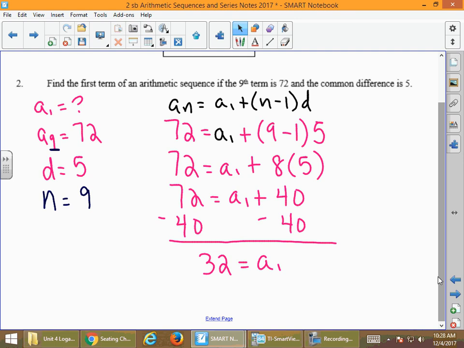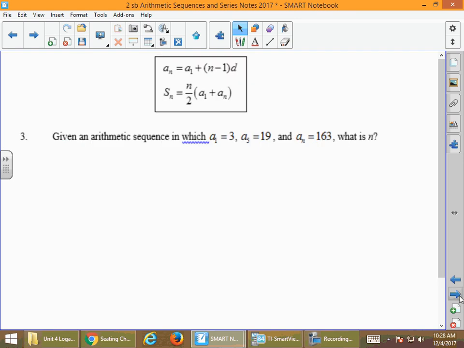So problem number 3, it looks remarkably similar to problem number 2. It looks like we're going to be able to go right about our business and solve this equation. And start left on the paper. We're given some of this stuff, but it says, what is n on this one? We're given a sub 1 is 3, a sub 5 is 19, a sub n is 163. We want to know what n is.